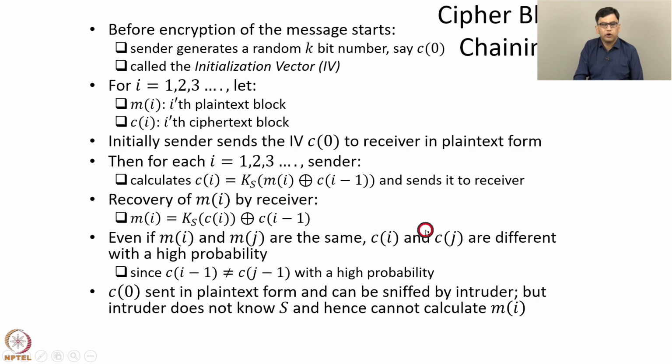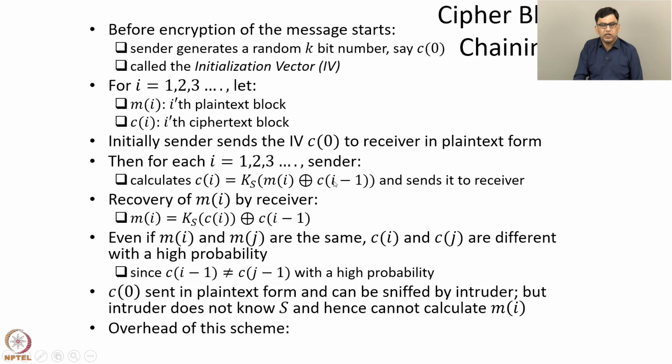C0 is sent in plaintext form, and it can be sniffed by the intruder who sniffs the communication channel, but the intruder does not know Ks. The intruder does not know S, and hence cannot calculate Mi. So to calculate Mi, the intruder first needs to decrypt Ci. For that, the secret key S is required, which the intruder does not have. So hence, the intruder is not able to get the plaintext.